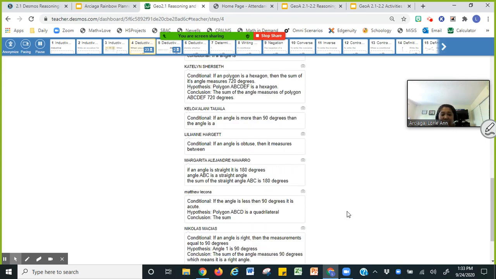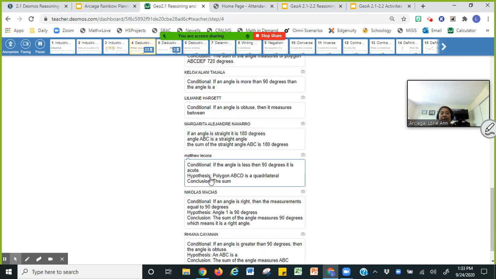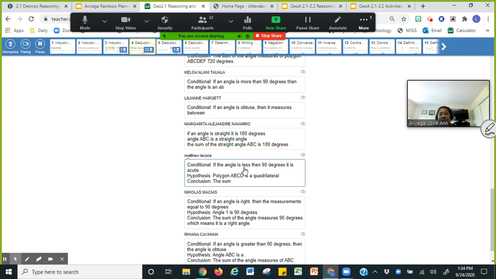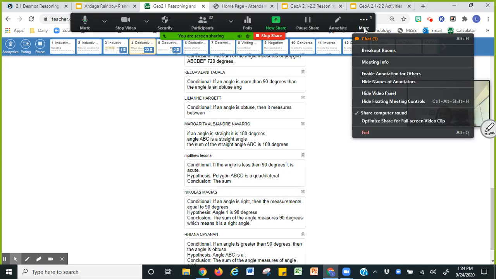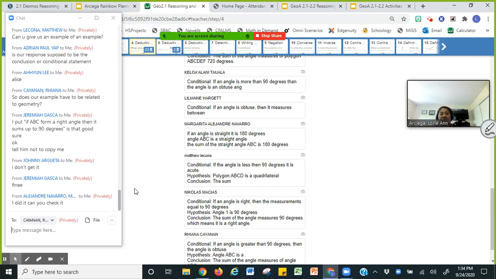Matthew, acute. Ooh, okay. Matthew, if I may make a comment on that one. So you have to use the hypothesis of your conditional. Your if part is the angle is less than 90. So that means your hypothesis has to be like that. Let's say angle, blah, blah, blah, is less than 90 degrees.